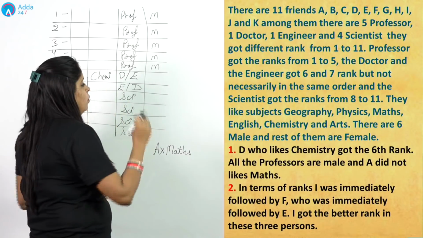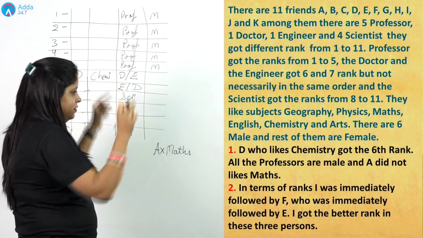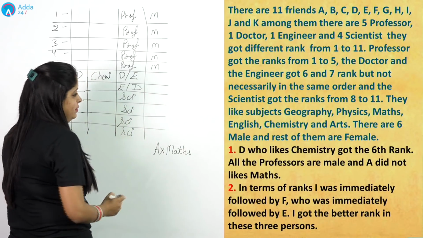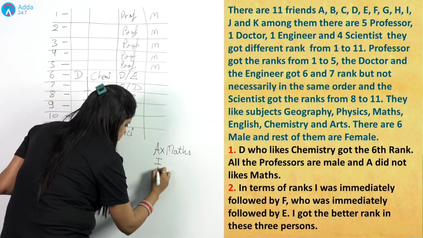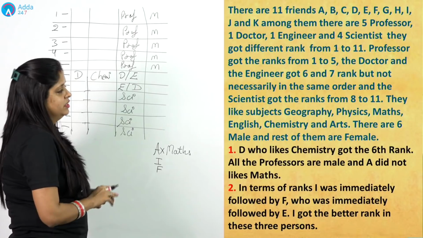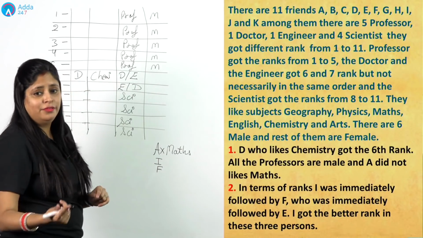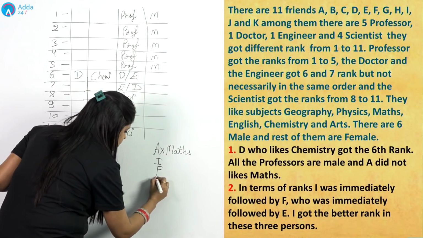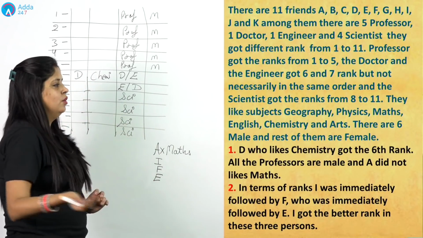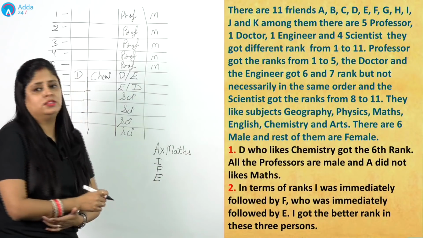So I will write this hint in the form of some short representation. In terms of rank, I was immediately followed by F. I is followed by F. Further, one more piece of information: F was immediately followed by E. Now, F is followed by E, so E will come after F. I got the better rank among these three persons.